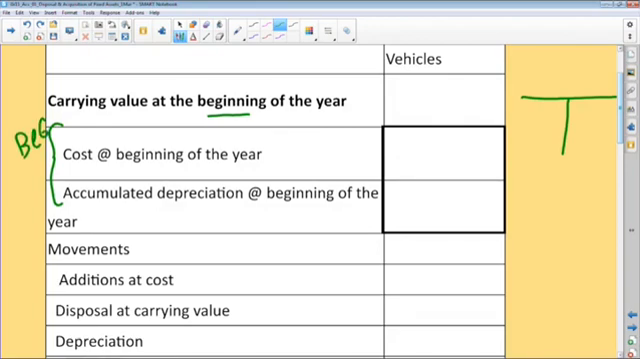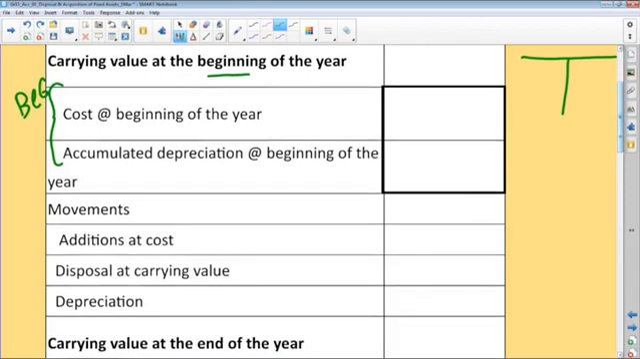Then your T account, after you bring down your opening balance, you then look at what happened during the year in your ledger account. So similarly in the note, movements simply means what happened during the financial year. Were there additions? Were there disposals? There's obviously depreciation at the end of the year. So this part of your note simply means what happened during the financial year.